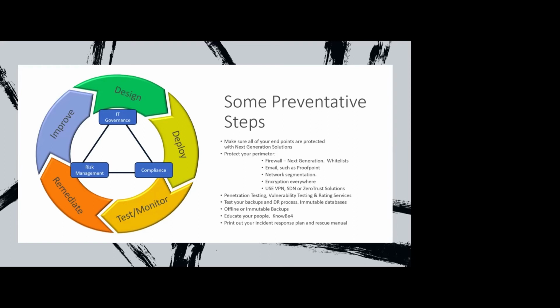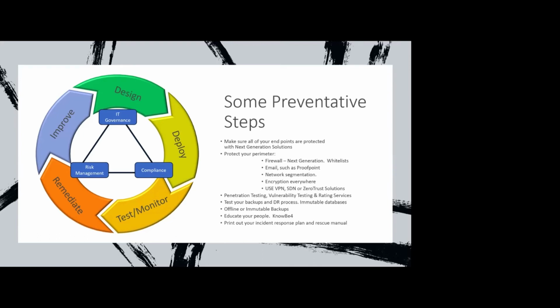Protect your perimeter, your firewall. You need a next generation firewall with whitelisting. Email, you need tools like Proofpoint, Microsoft Advanced Threat Protection, Mimecast, all great tools. Segment your network.